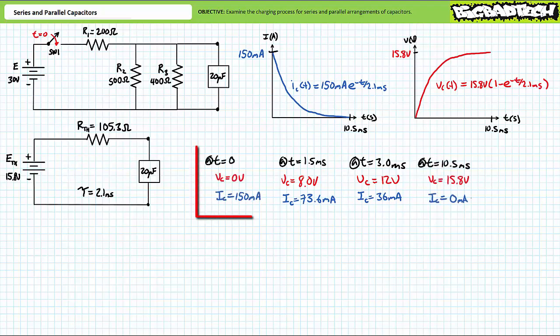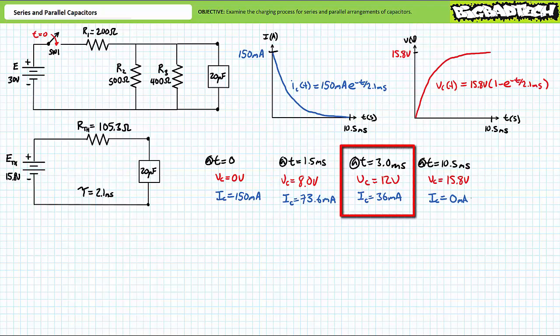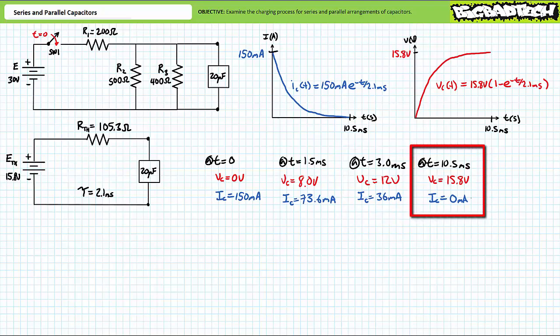In summary, at t equals 0, voltage across the initially uncharged capacitor is 0 volts, and current through the capacitor is 150 milliamperes. At 1.5 milliseconds, voltage across the capacitor is roughly 8 volts, and current through the capacitor is roughly 73.6 milliamperes. At t equals roughly 3 milliseconds, voltage across the capacitor is 12 volts, and current through the capacitor is 36 milliamperes. Finally, at 10.5 milliseconds, voltage across the fully charged capacitor is roughly 15.8 volts, and current through the capacitor is 0 milliamperes.